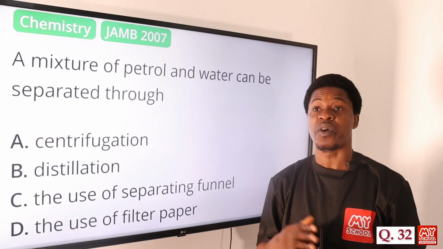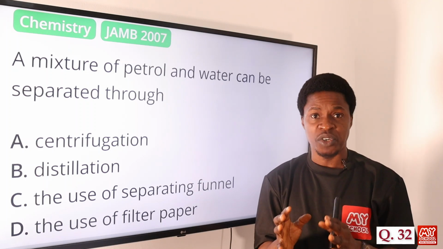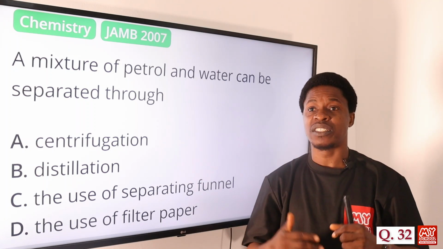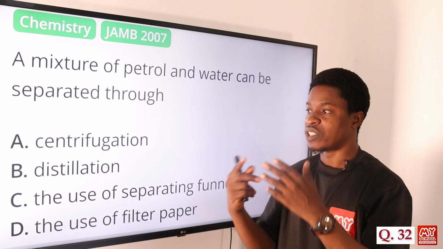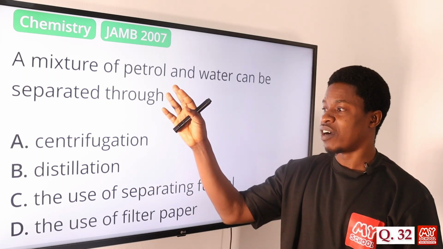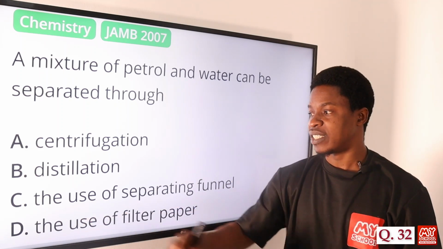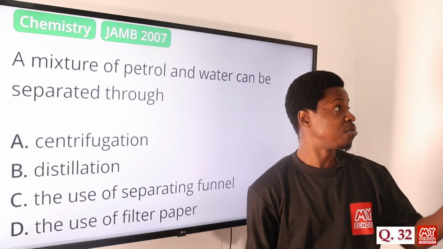Distillation will be useful if we have miscible liquids with differences in their boiling points, which lets us separate them. So distillation is not actually required here. Option C says the use of a separating funnel. Of course, that's what we just showed now.